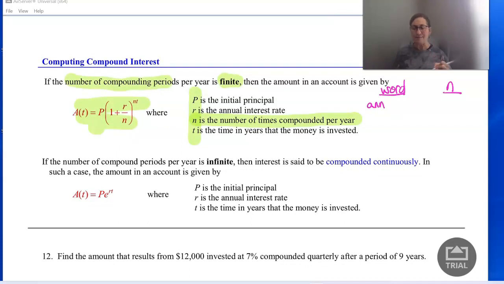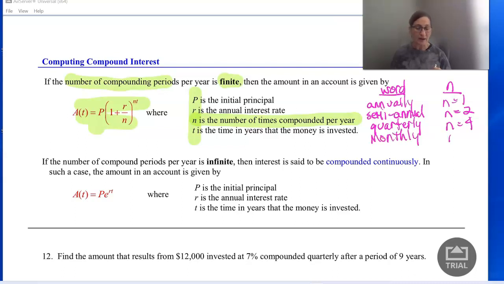If they say the interest is compounded annually, that means n is 1. That means interest is compounded just once per year. If they say it's semi-annually, then that means interest is compounded twice a year, so n is 2. Quarterly, n is 4. Monthly, n is 12. And then daily, n is 365.